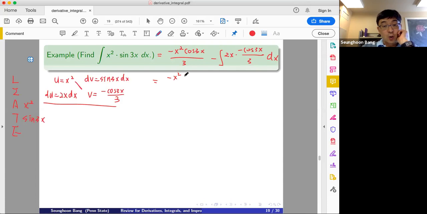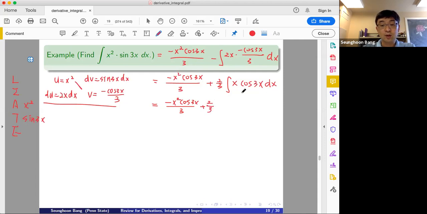Negative x squared cosine 3x over 3. Change to positive, take out 2, take out 3. Exactly. Plus 2/3 times the integral of x times cosine 3x dx. That's right. The next two. This one is minus x squared cosine 3x over 3. You have to keep the coefficient 2/3. So how can you find the integral of x cosine 3x dx?